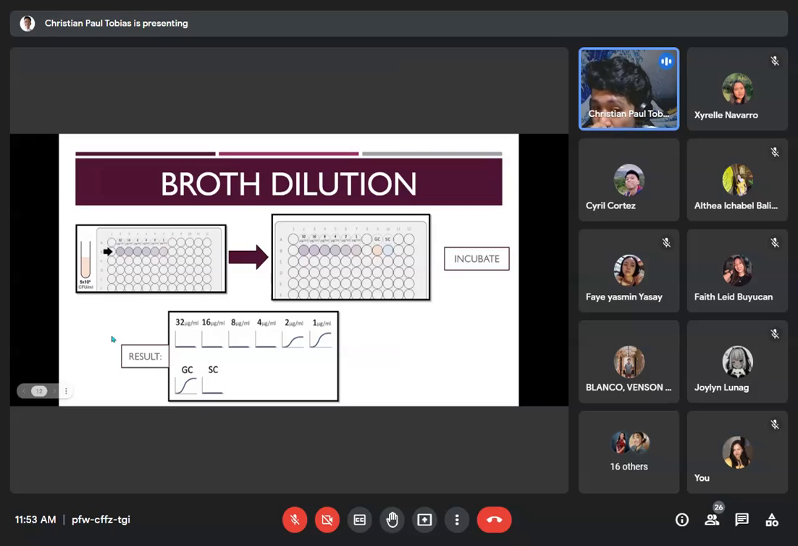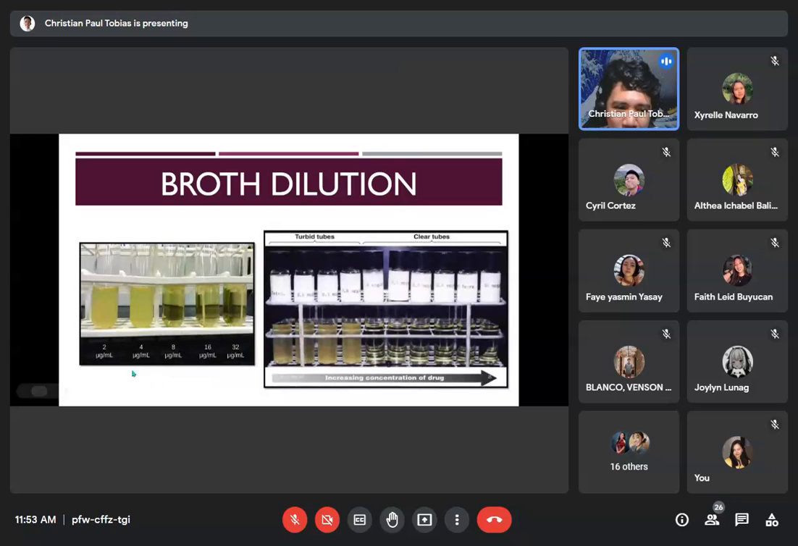Saan? Anyone? Sige na. 4, sir. Ayan, tama. 4. So, ganun lang yun. Madali. Huwag niyo kasi isipin mahirap. So, ganito yung itsura niya. So, dito, saan dito yung MIC? 8 po. 8. At dito naman, hindi siya ata clear. So, 8, dito, itong tube na to, di ba? 1.6 micrograms. Ganun lang yung broth dilution.